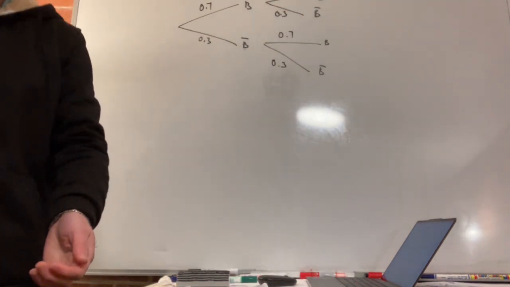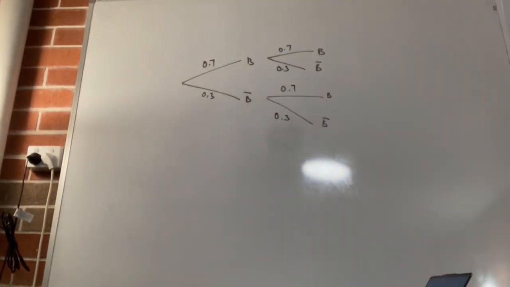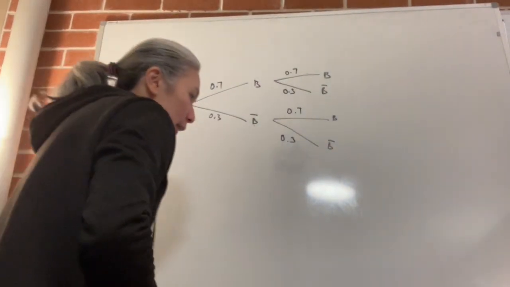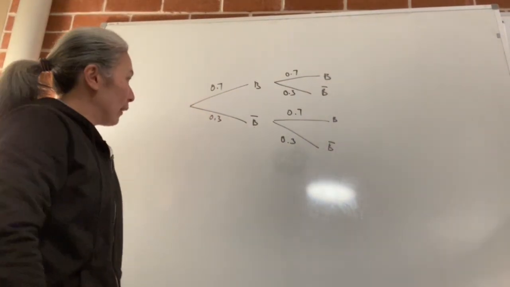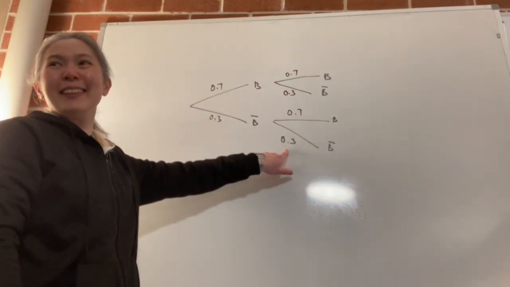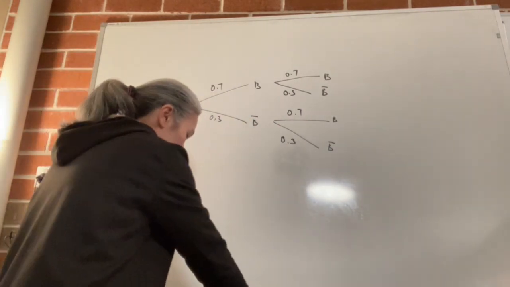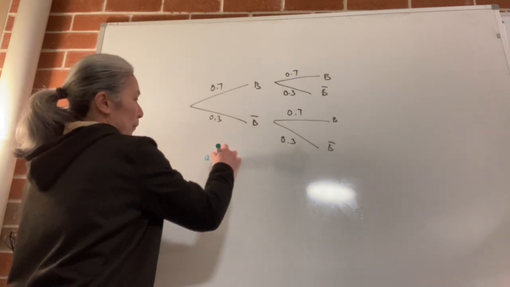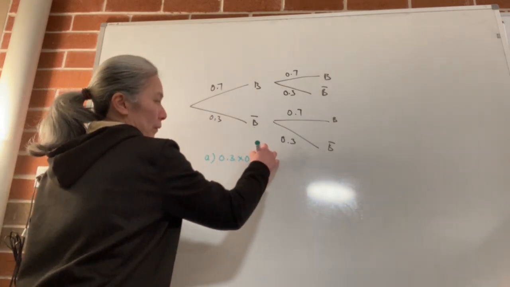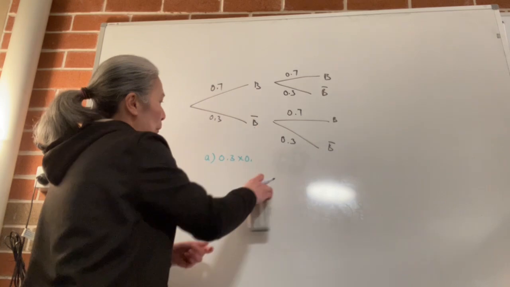Okay, having that, then the next things that you are going to have will be answering the questions. He skipped breakfast on both days. That means you are going to have 0.3.